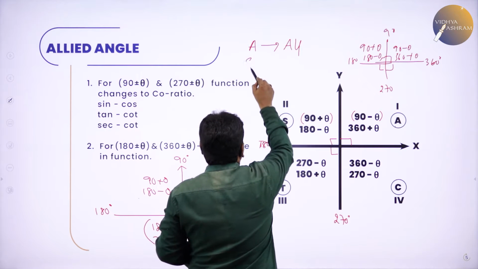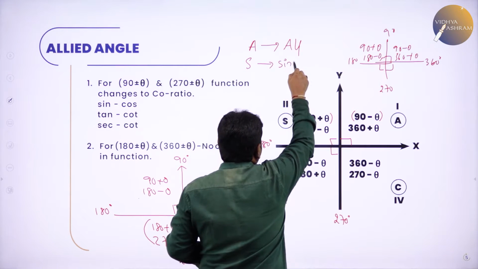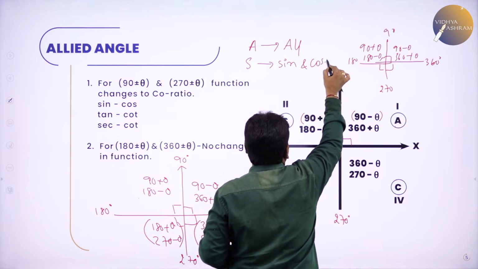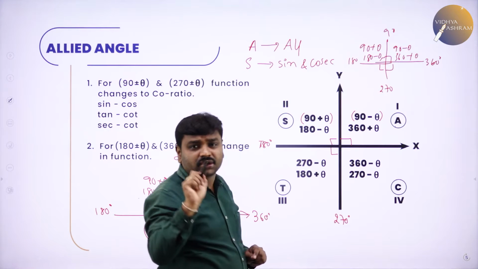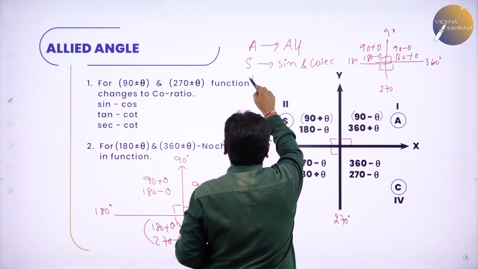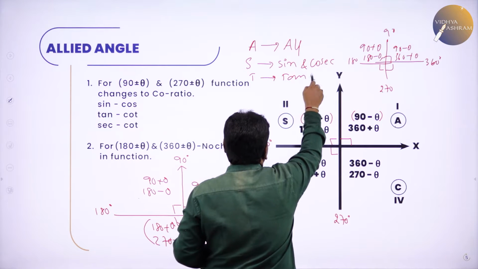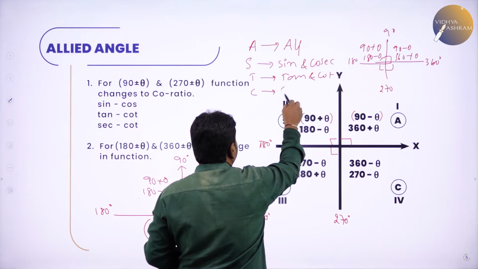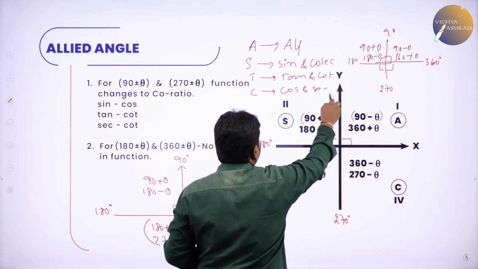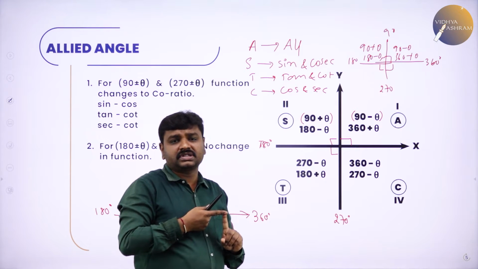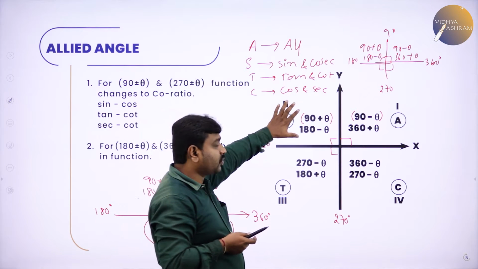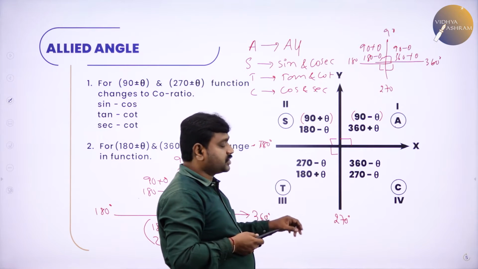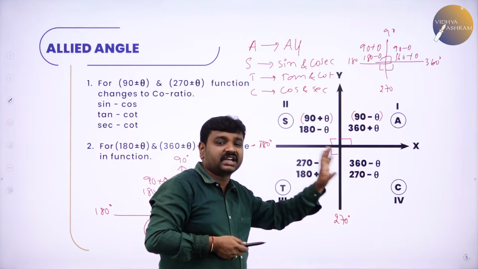S means sine and its reciprocal. What is the reciprocal of sine? Cosecant. S stands for sine and cosecant. T means tan and cot. T stands for tan and cot. C means the trigonometric function starting with C: cos and its reciprocal, secant. So A, all trigonometric functions. Yes, sine and cosecant, so in the second quadrant, sine and cosecant are positive. In the third quadrant, tan and cot are positive. In the fourth quadrant, cos and secant are positive.